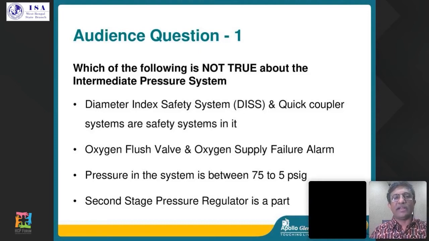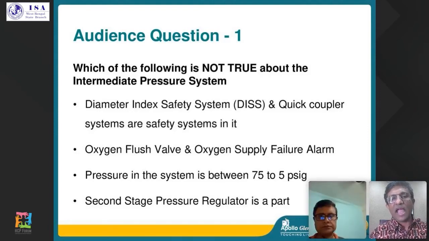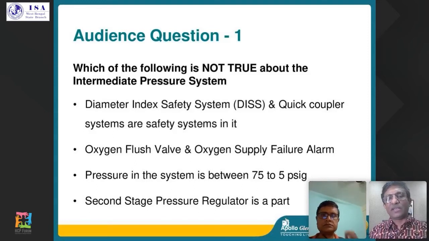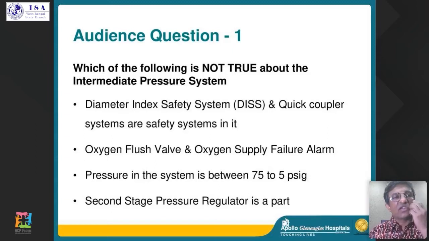So which of the following is not true about the intermediate pressure system? Is it the DISS and the quick coupler systems? Is it the oxygen flush valve and the oxygen supply failure alarm? Or in the intermediate system, the pressure in the system is between 75 to 50 psig? Or, which is not true, is the second stage pressure regulator a part of the intermediate pressure system? Which of these do you think is not a part of the intermediate pressure system?